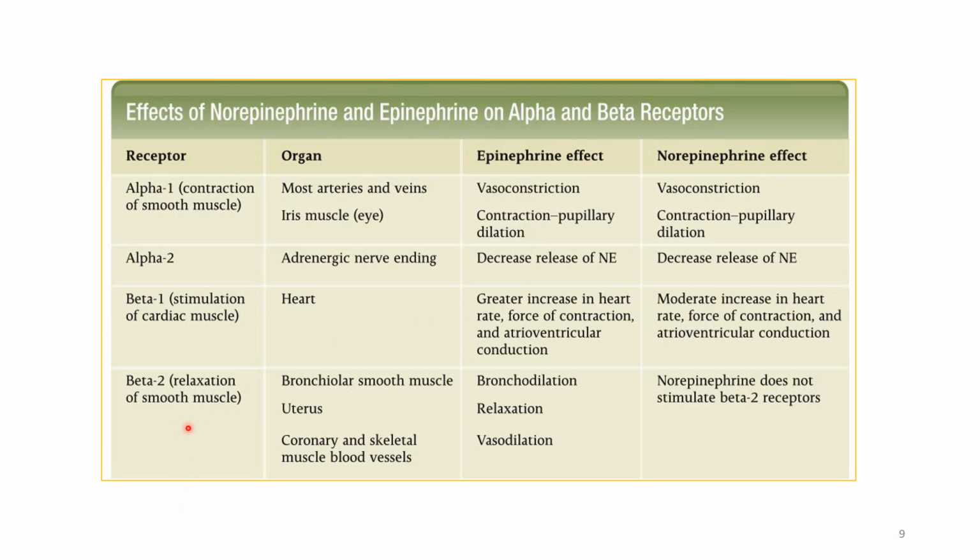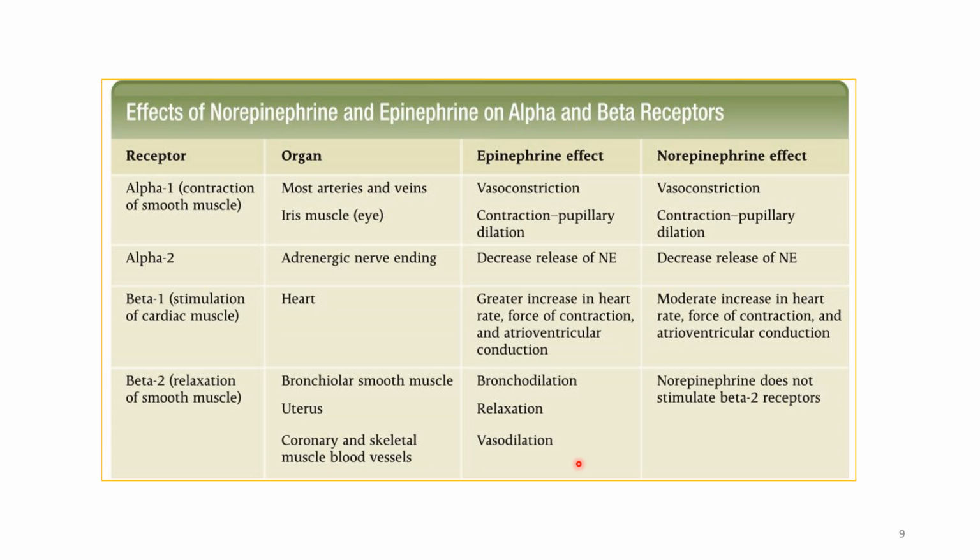Now coming to beta 2. It is present on the smooth muscle and will cause relaxation of the smooth muscle. Where is it present? On the bronchial smooth muscle in the airway, causing bronchodilation. Norepinephrine does not stimulate beta 2 receptors, so you can leave this. So bronchial smooth muscle leads to bronchodilation by epinephrine. And on the uterus, it leads to relaxation of the uterus. And on the coronary and skeletal muscle blood vessels, it leads to vasodilatation.